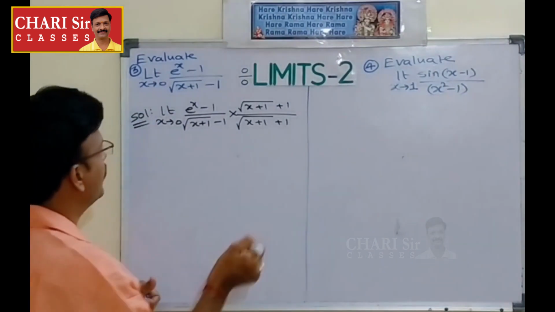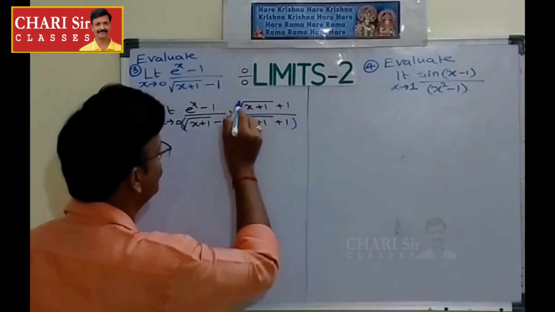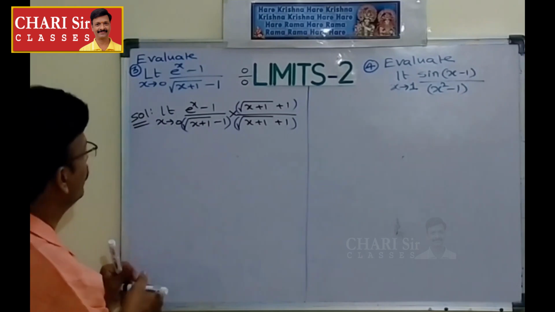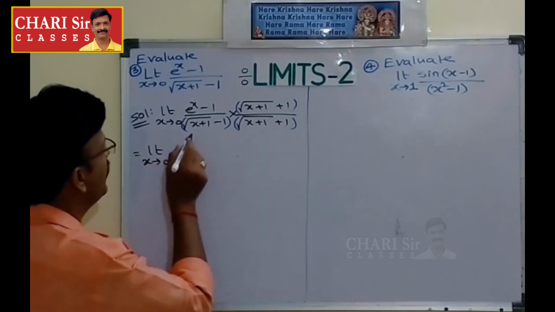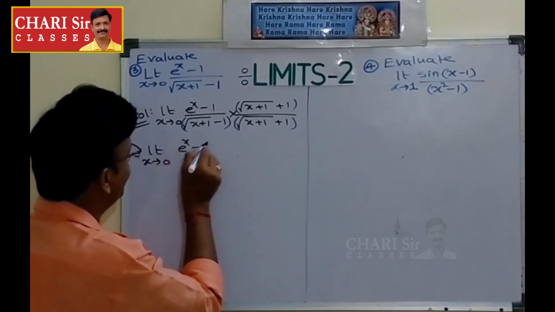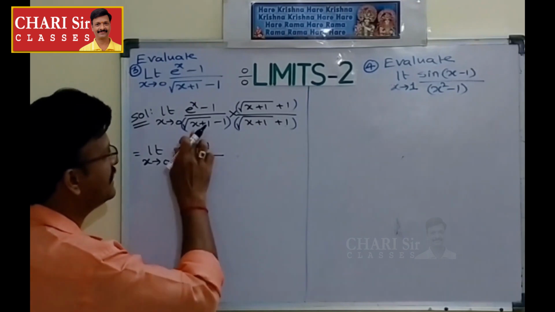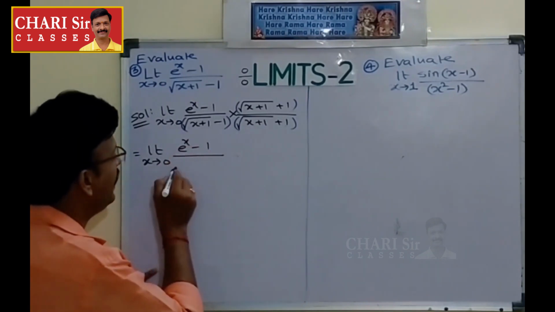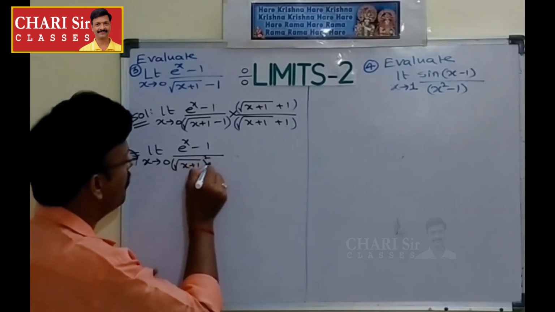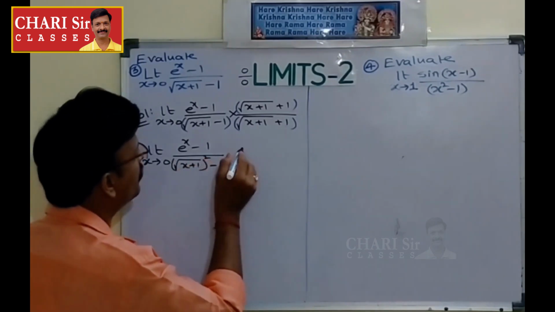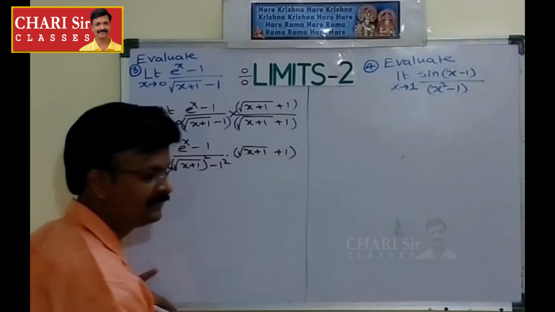So now you can see that here this is in the form of a minus b, this is a plus b, right? That is equal to limit x tends to 0 of (e to the power of x minus 1) by, here a minus b into a plus b, that is a square minus b square. The a square means root of x plus 1 whole square minus 1 whole square, into root of x plus 1 plus 1 here.